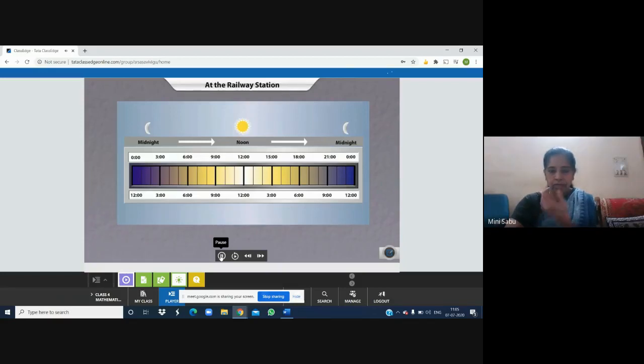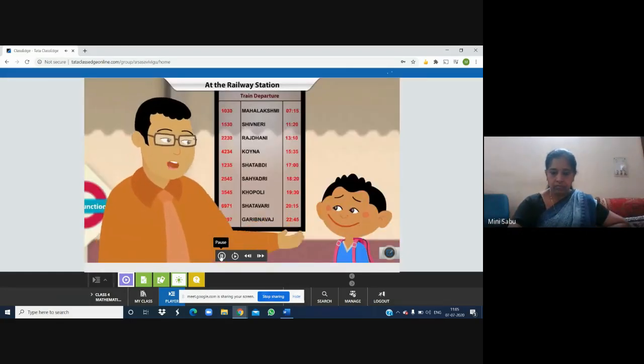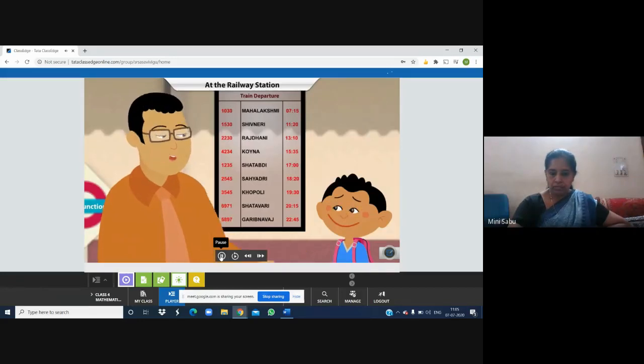Now I understand. Our train will arrive at 1700 hours, means it will arrive at 5 p.m. Am I right, Dad? Yes, my son. Let's move ahead. The train is about to arrive.